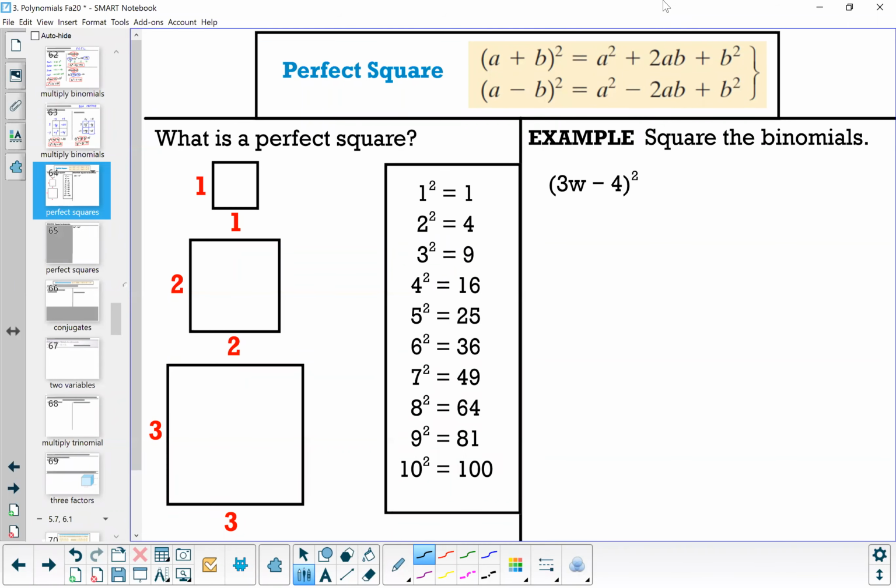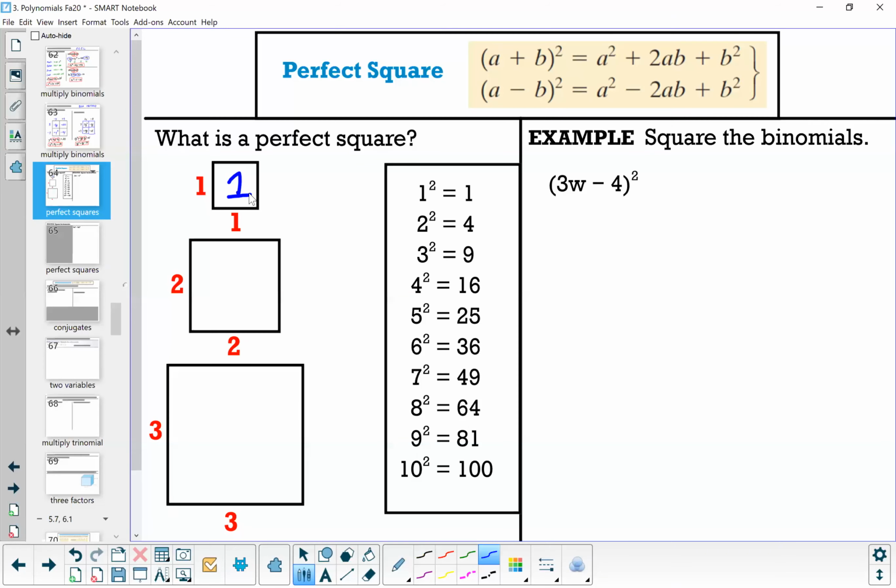So we're going to square binomials, and the result that we get is going to be something we call a perfect square. So we've seen perfect squares before. If I square one, the result is one. One is a perfect square, right? If you look at a square here, it has a measure of one on each side. One times one gives me an area of one for the square.